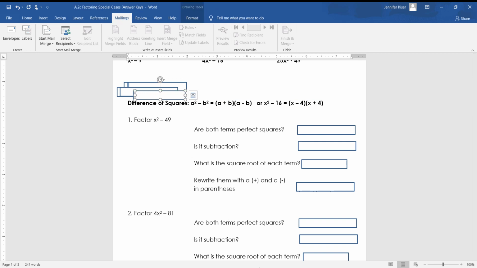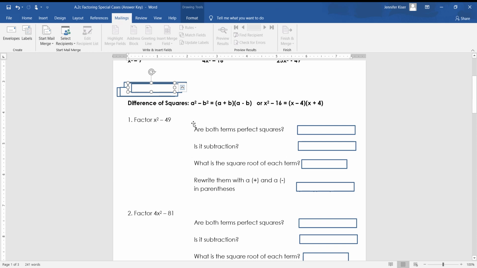So for these here, even if your terms are perfect squares, I would always check to make sure there's not a GCF you can factor out first. So for this first one here, you have x squared minus 49. There's nothing you can factor out from both of these. So you can just follow these steps here.